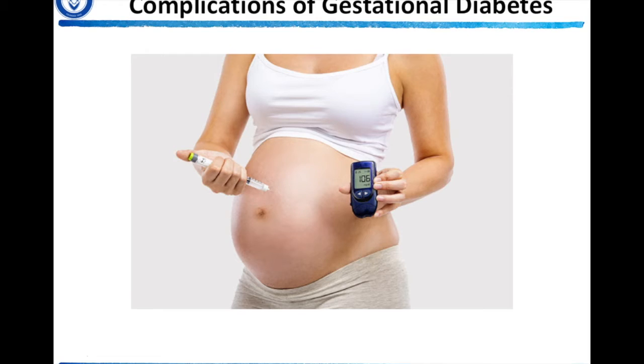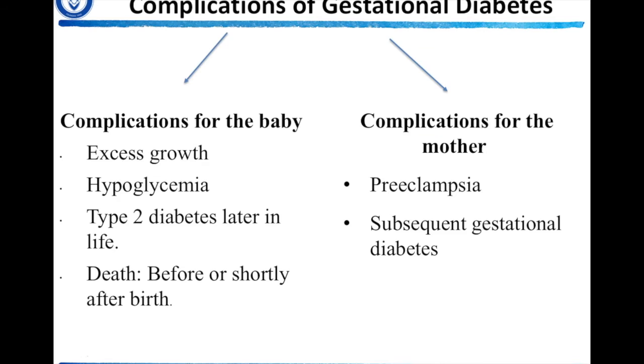Now let's talk about the complications of gestational diabetes. Gestational diabetes can affect the baby and also the mother. Some of the complications for the baby are excess growth, hypoglycemia, type 2 diabetes later in life, and death before or shortly after birth. And some of the complications for the mother are preeclampsia, gestational diabetes in the next pregnancy, and diabetes type 2 later in life.